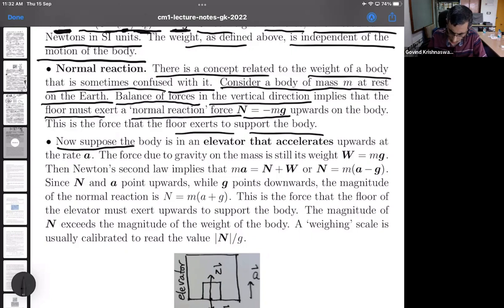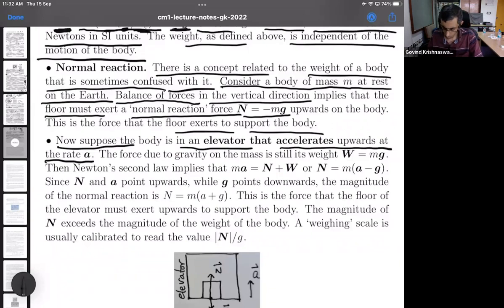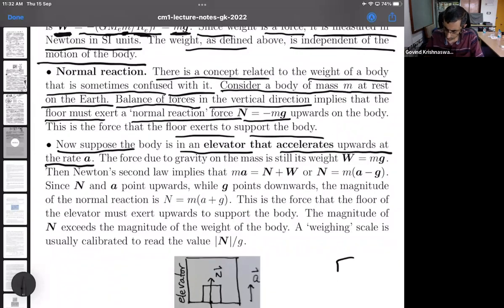Now, suppose the body is in an elevator, a lift that accelerates upwards at the rate a. So our lift is moving upwards, not just moving upwards, it's accelerating upwards at the acceleration a, and we have the mass again sitting in that elevator.